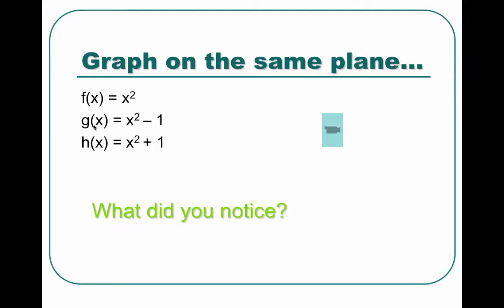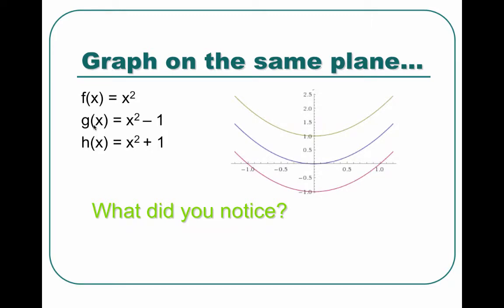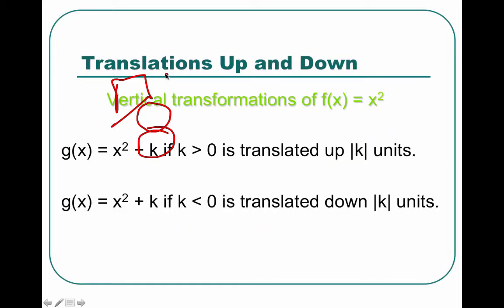So when we're talking about what did you notice, we should be saying we have the original graph, y equals x squared, g of x is down 1, and h of x is up 1. So we're going to be able to make a conjecture here that when we add or subtract to the outside, what we're adding or subtracting is going to affect that parent function. Parent function is what's in charge, so that's going to control whether or not it goes up or down.